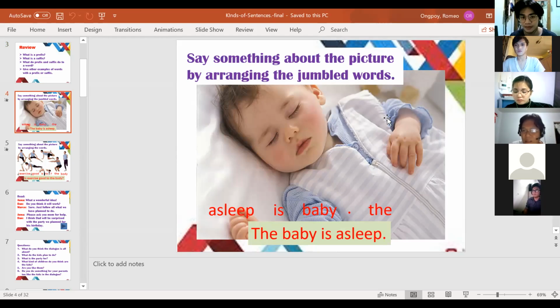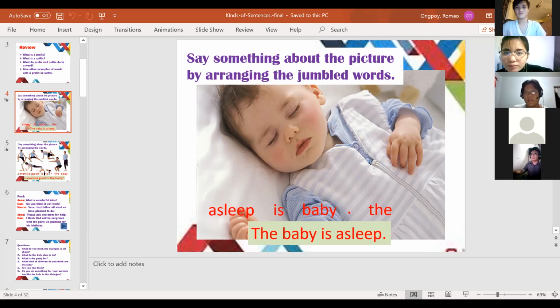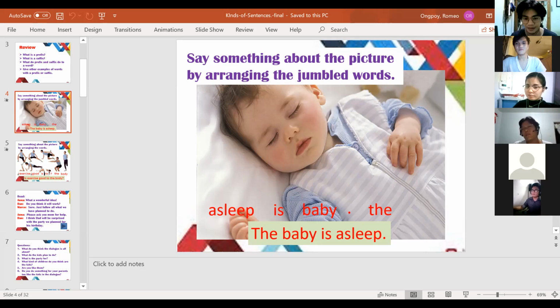Who can actually do so, Ma'am Laika? Can you arrange the jumbled words into a sentence for this picture? The baby is asleep. Okay, because you have here the words asleep, is, baby, and the. If you combine these words, then you have the baby is asleep.